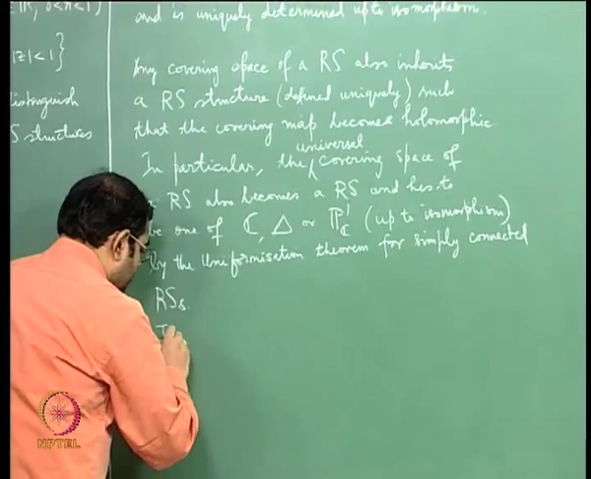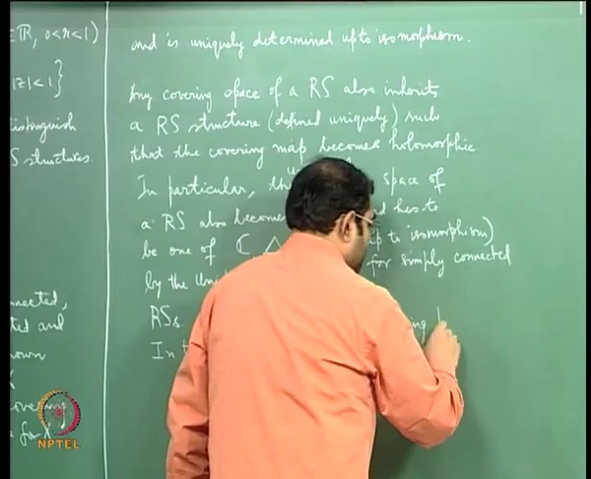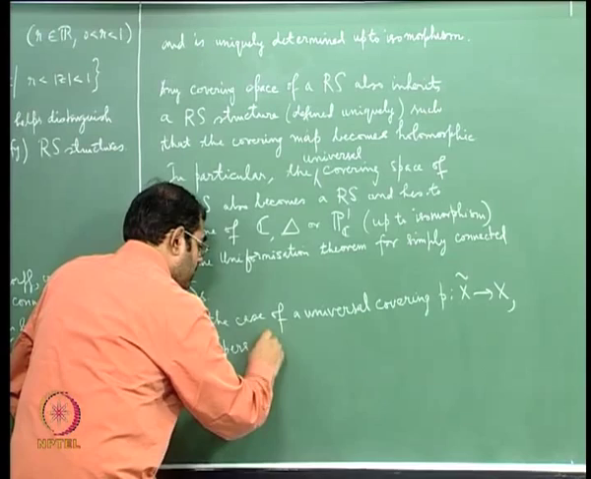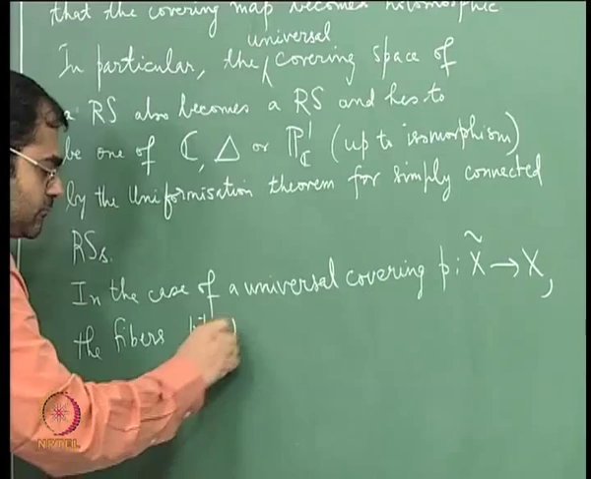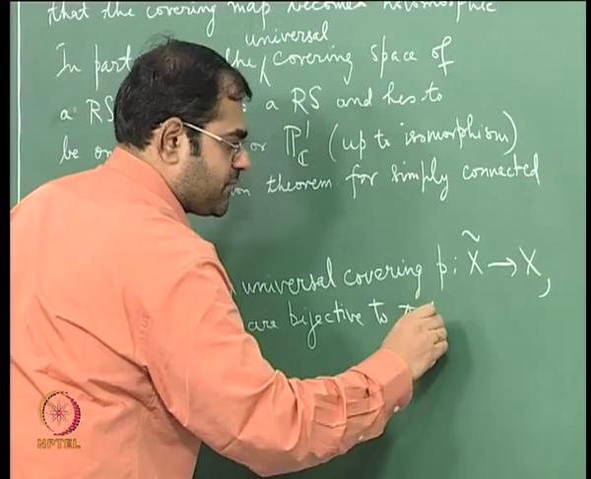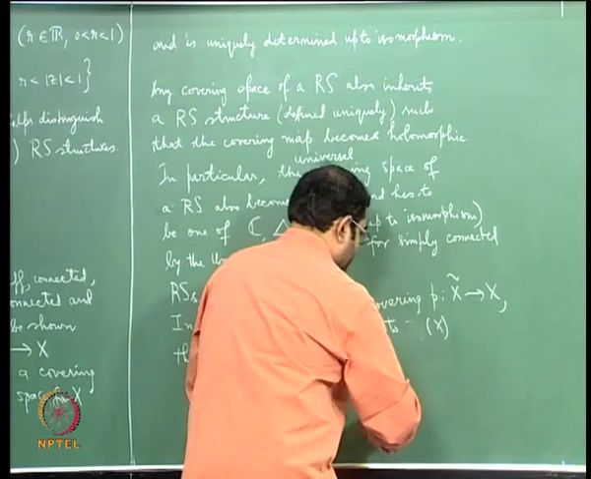In the case of a universal covering, P from x tilde to x, okay, the fibers P inverse x are bijective to pi 1 of x. So here I am using pi sub 1, this pi sub 1 is the fundamental group. Maybe I'll write the pi a little bit more carefully so that you don't confuse it, so I'll put it like this.